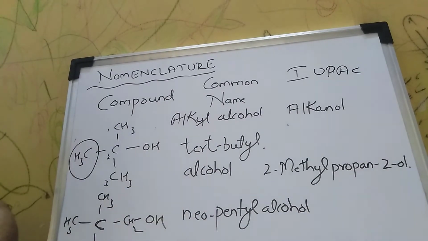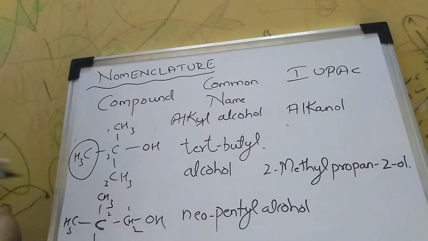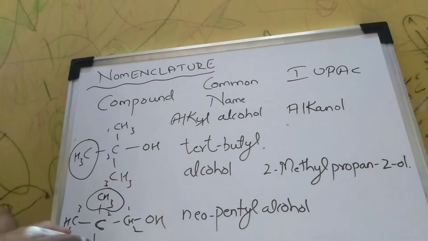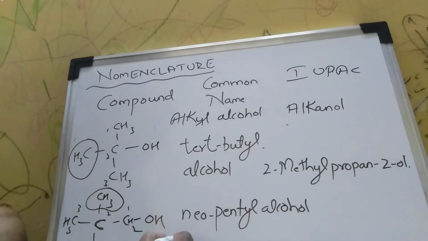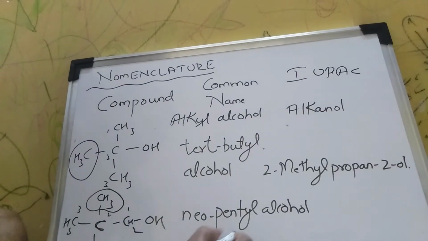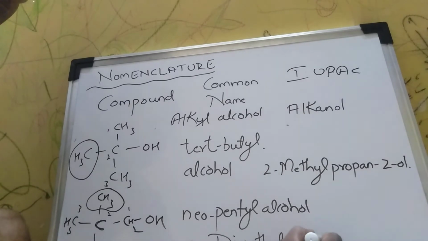The IUPAC rule will be as usual. 1, 2, 3, up you go 3, down you go 3, 3 means propane, means propanol. These two form the substituent methyl, methyl. There are 2 methyls, means dimethyl, attached on the second carbon atom. So we'll name this as 2,2-dimethylpropan-1-ol.